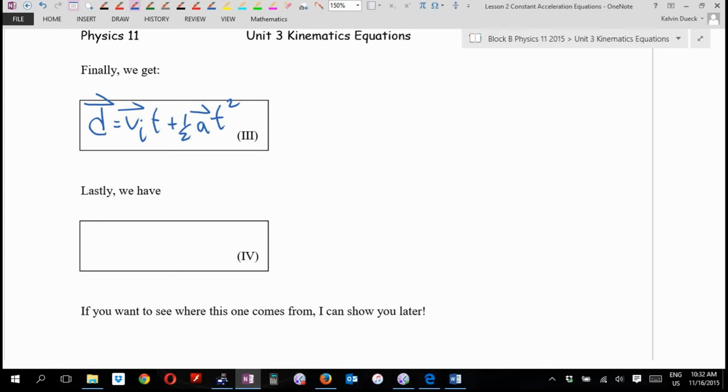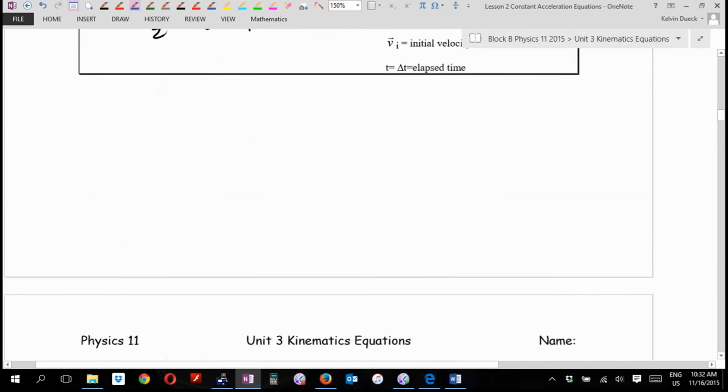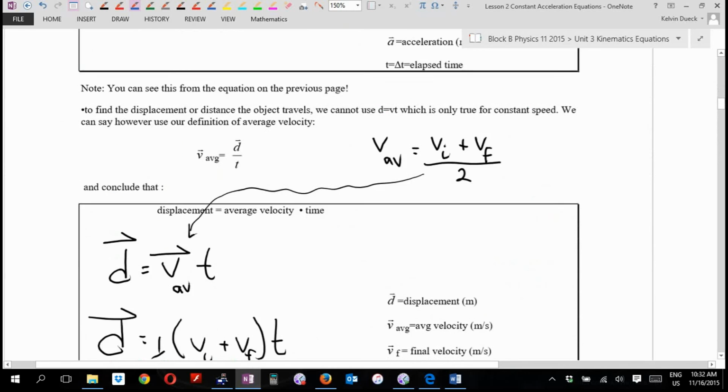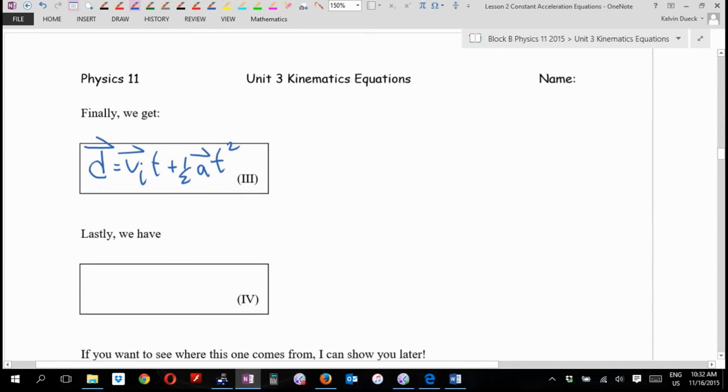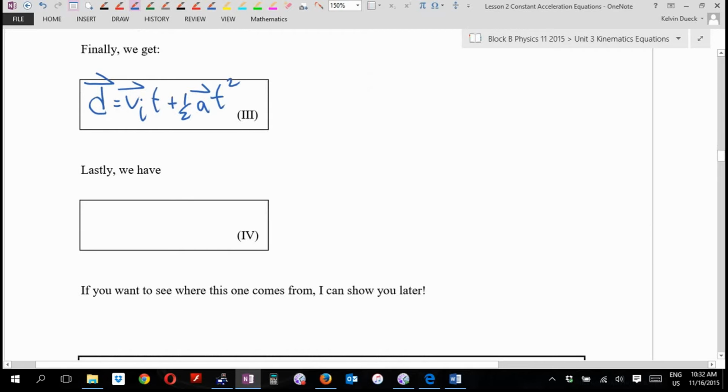So I've given you 3 equations so far. 1, 2, 3. Here's the 4th one. I'm not going to bother deriving it because it's going to pop up easily later on. The 4th equation is this. VF squared equals VI squared plus 2AD.